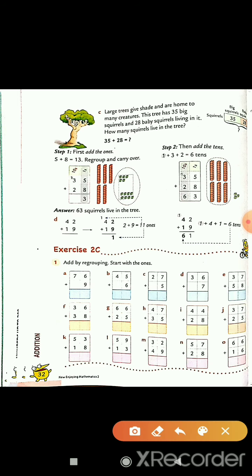Let us start with exercise 2C. Question number 1. Add by regrouping. Start with the ones. A.